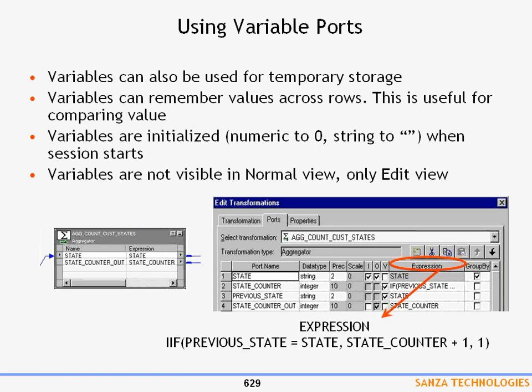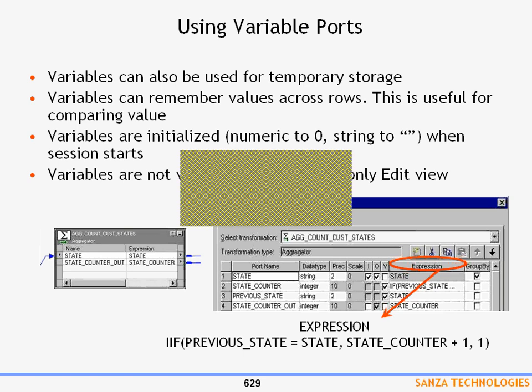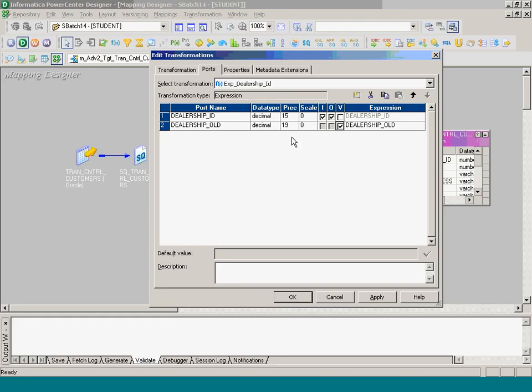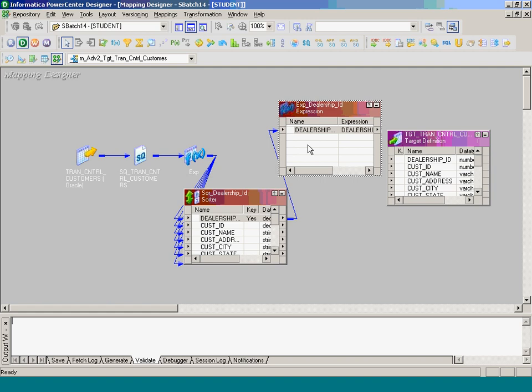So variables are not visible in the normal view, only in the edit view. What I mean by this is called edit mode. If you see in the normal mode, you cannot see that variable port which you have designed in the mapping.